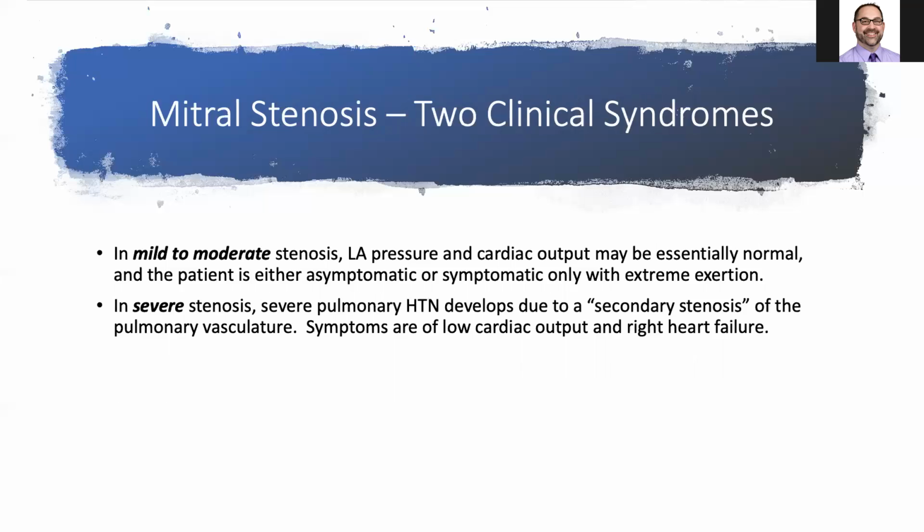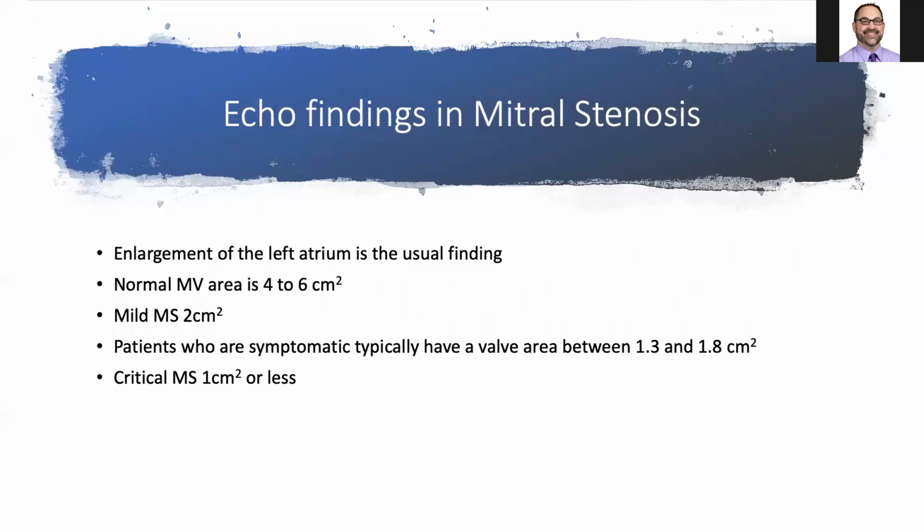So you could have mild to moderate stenosis, or in severe stenosis, severe pulmonary hypertension develops due to the secondary stenosis of the pulmonary vasculature. Symptoms are low cardiac output and right heart failure. In mild to moderate stenosis, the patient can be asymptomatic or just symptomatic with exertion.